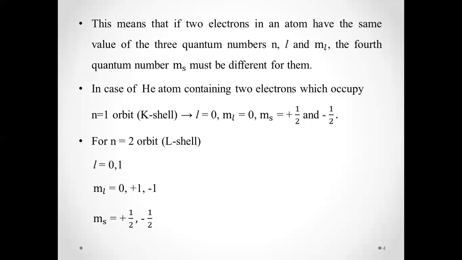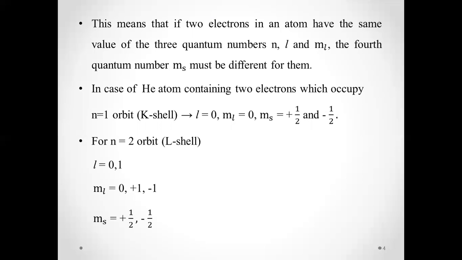In case of helium atom containing two electrons which occupy the n equals 1 orbit, say the K shell, then l must be equal to 0 and ml must be equal to 0. And for the two electrons, ms must be equal to plus half and minus half.